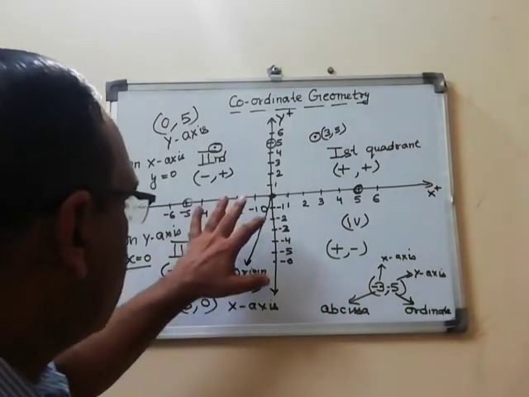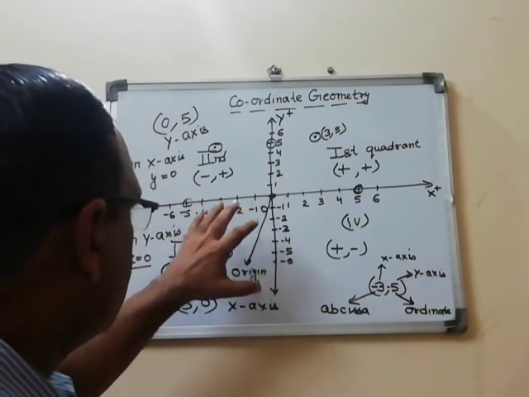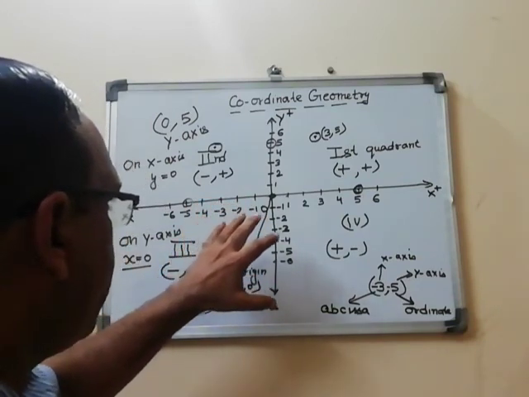Okay. So this is the coordinate geometry basics. So you have to do exercise 3.1 and 3.2.